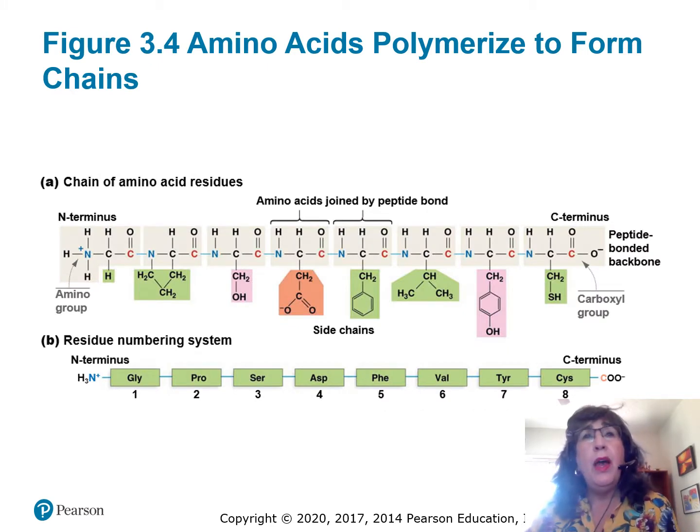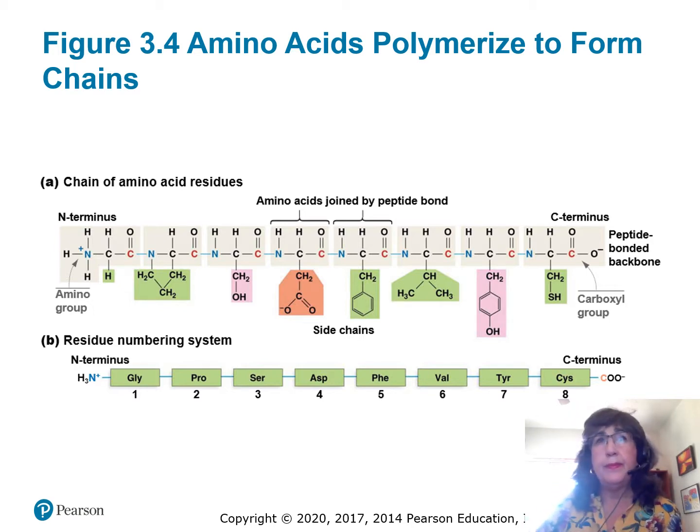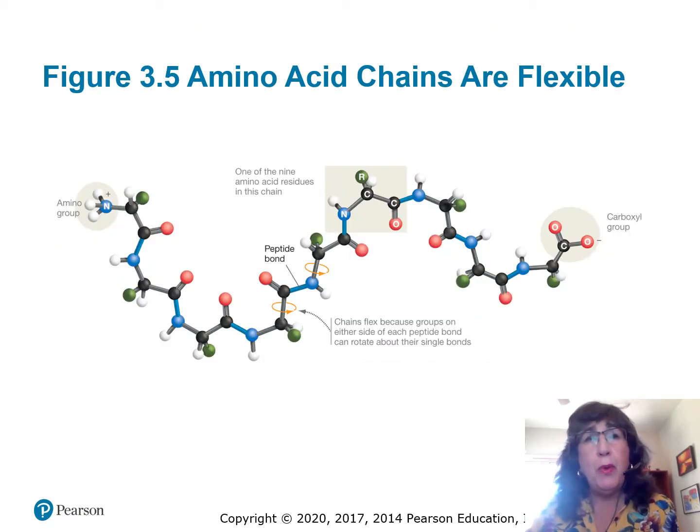Here's an example of a string of amino acids that are forming a protein. Notice the backbone, NCC, NCC, NCC, NCC. Each of these amino acids is attached by a peptide bond through a condensation reaction. Notice one side has a nitrogen terminus and ends in an amino group, and the other side is the carbon terminus ending in a carboxyl group. Figure 3.5 shows the flexibility of a string of amino acids forming a protein.